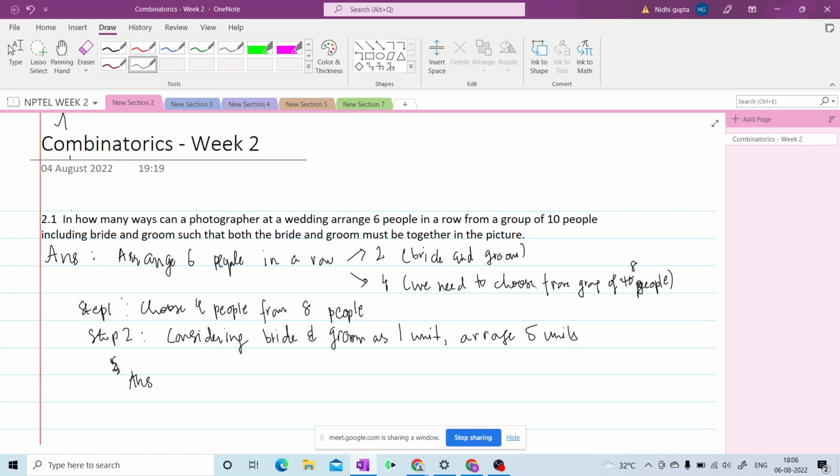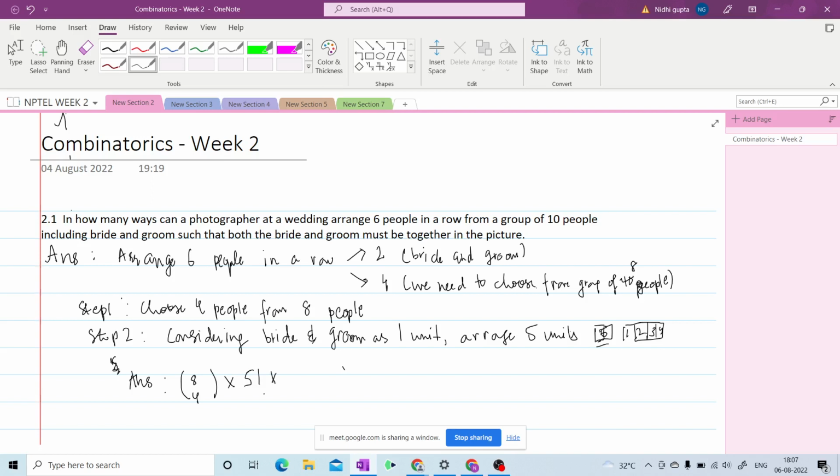So for step 1, in how many ways can we choose 4 people from 8 people? It is just 8 choose 4. Now if we consider the bride and groom as one unit, we have these 4 people, P1, P2, P3, P4, and we need to arrange them. In how many ways can we arrange? Basically 5 factorial, because there are 5 options for the first unit, second, and so on.